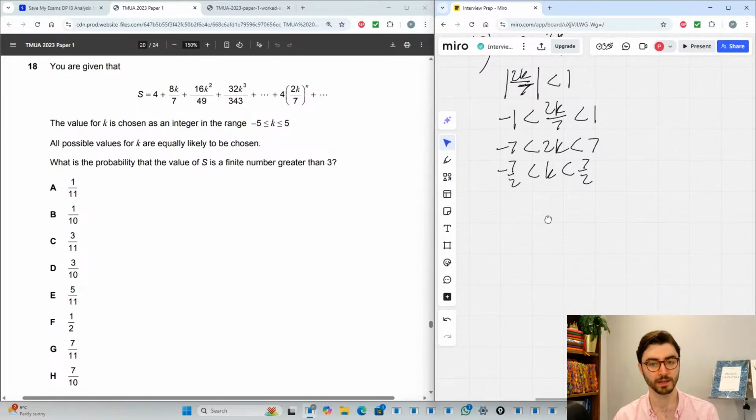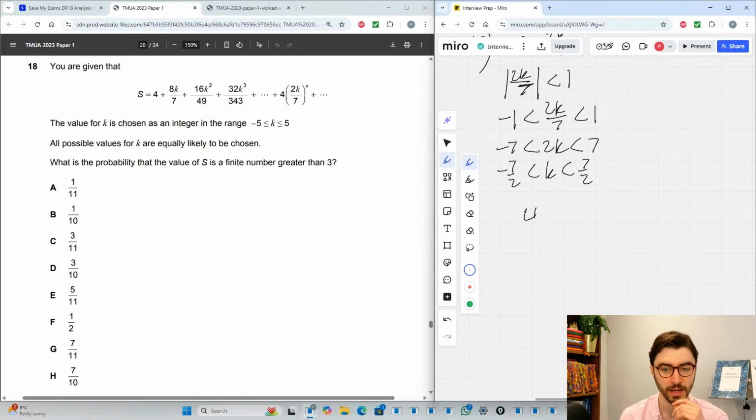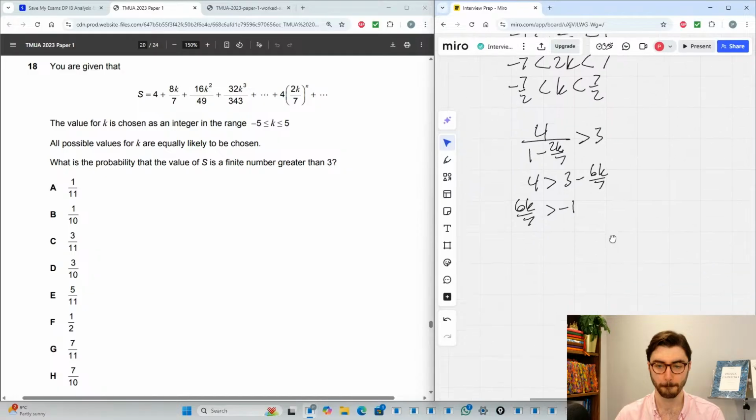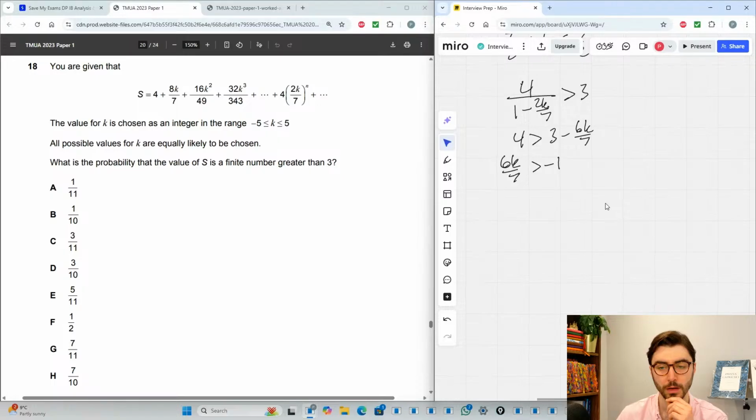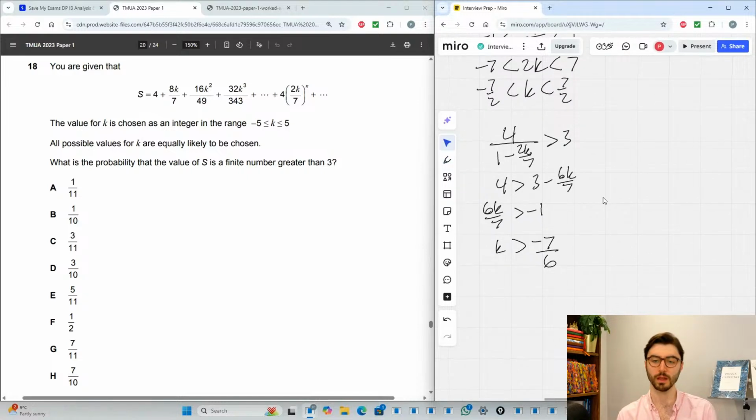So first of all, that's how to be a finite number. But then how can it be greater than 3? So the sum to infinity is a over 1 minus r. And that sum has to be bigger than 3. So 4 has to be bigger than 3 minus 6k over 7. So 6k over 7 must be bigger than minus 1. So k must be bigger than minus 7 over 6. So if I add that in here, k has to be bigger.